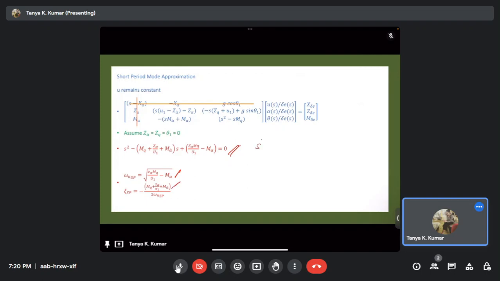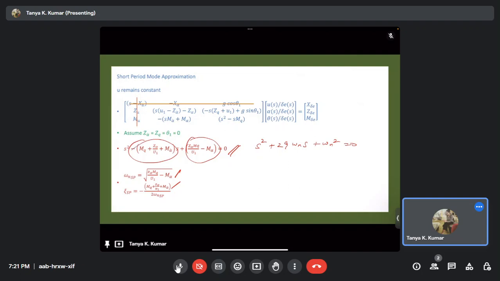What was the equation? S square plus 2 eta omega n s plus omega n square equal to 0. So equate each of these terms to its corresponding terms in the typical equation, and you can find the natural frequency and damping ratio. This can be done for any such approximations, any such second order, any such pair of roots.